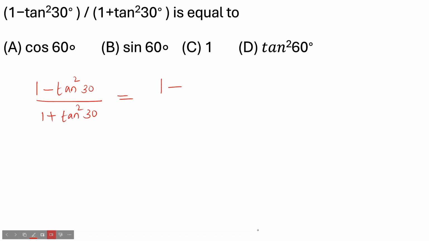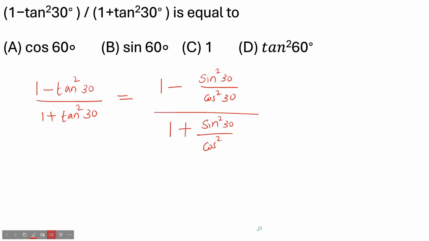Either you can find it like this: 1 minus sine square 30 divided by cos square 30, instead of tan square, I'm writing sine square 30 by cos square 30, divided by 1 plus sine square 30 divided by cos square 30. Because I don't want to find the particular value for this question. I just want to know how it is related to cosine and tan.